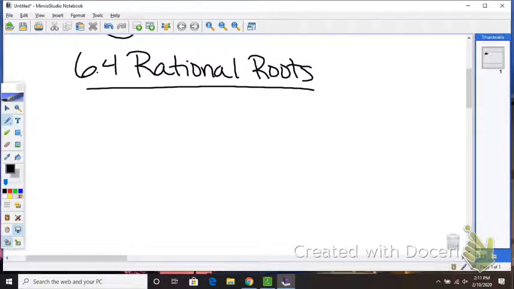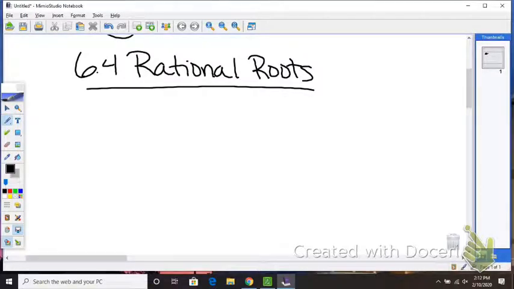Okay. The word rational means ratio, like a fraction, a fractional exponent, or fractional with roots. So what we're going to do is go from radical form, which is like square root, cubed root, fourth root, to exponential form, which is something that has an exponent to it.